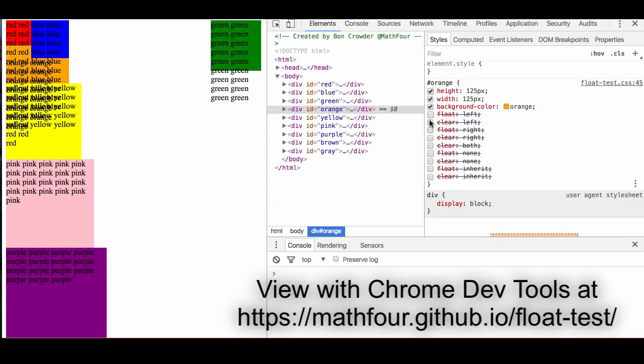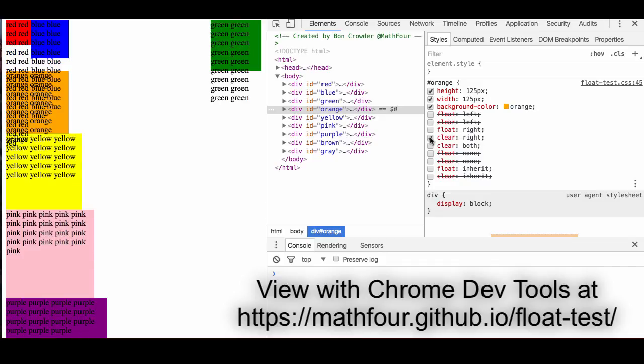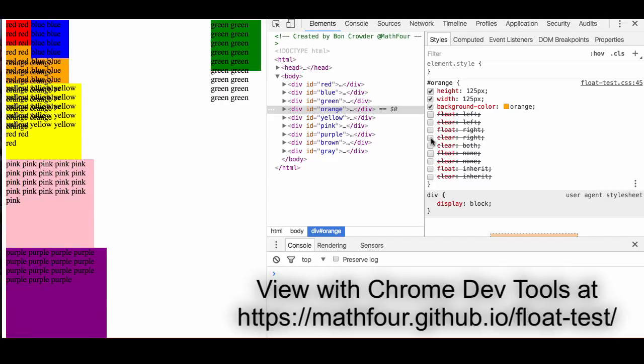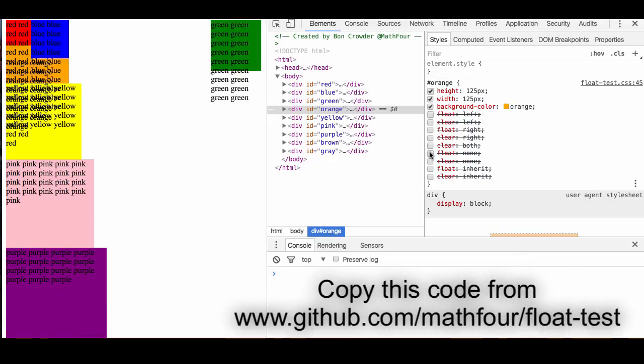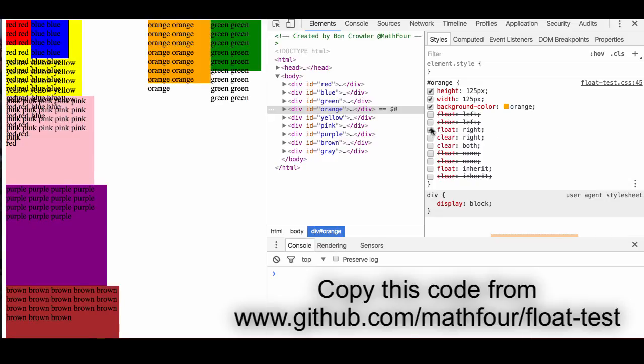Okay, so let's clear, so we know clear left goes under there. I think clear right is going to make him go under the green, but still on the left. Yes. Okay, so see how if I hover here, his whole bar is under the green. Now, if I clear both, I think he's going to be in the same place as right there. Yep. I wonder what happens if I float none, clear none. Okay, so I'm pretty sure the inherit thing only happens if we're inside somebody else, because that would make sense. So let's float him right.